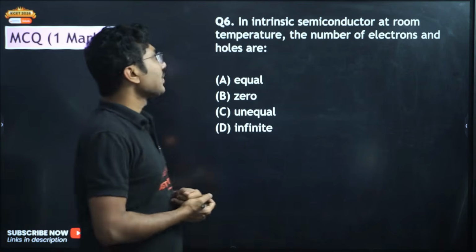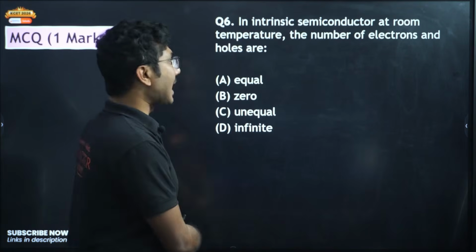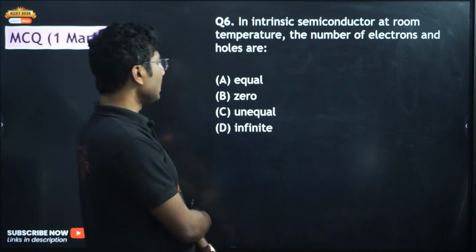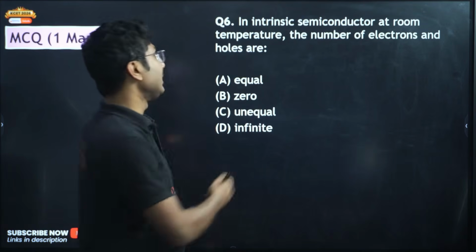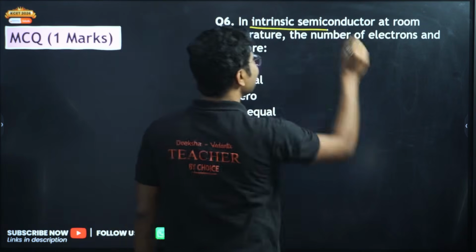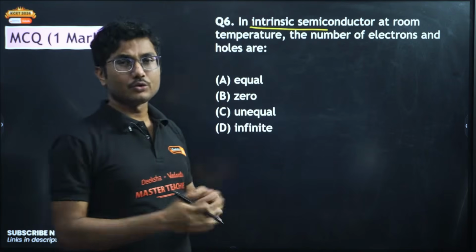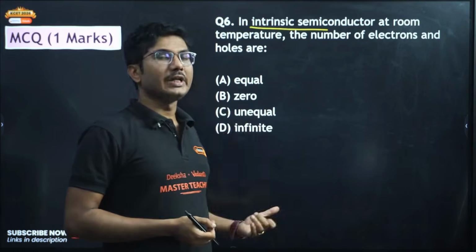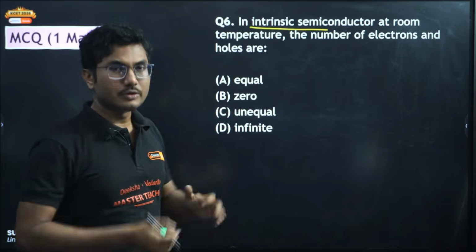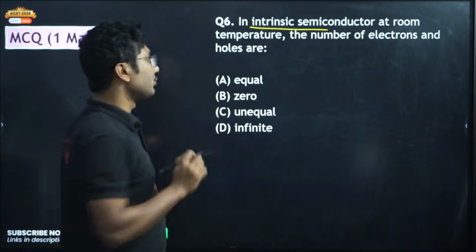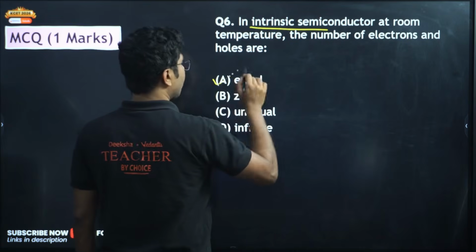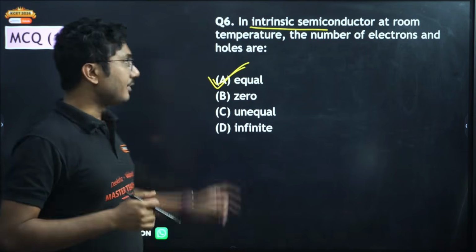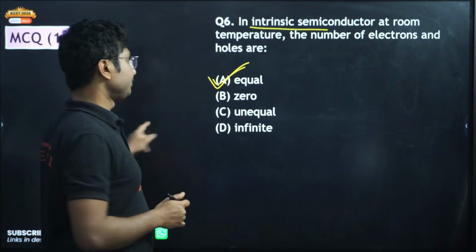Next question: in an intrinsic semiconductor at room temperature, the number of electrons and holes are equal, 0, unequal, infinite. So what is an intrinsic semiconductor? Intrinsic semiconductors are pure semiconductors. So normally the total number of electrons is equal to the total number of holes, and again it is electrically neutral. So in intrinsic, it is equal. Inequality comes from doping, and if it is not doped, it will always be equal.